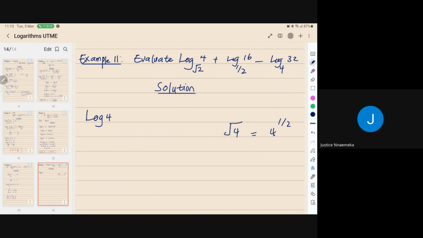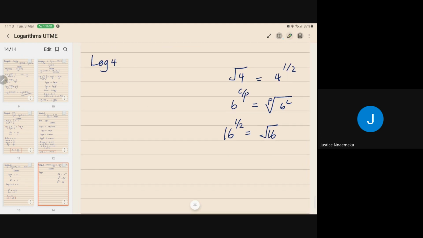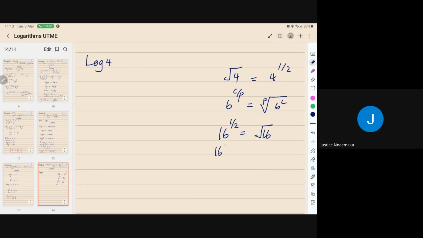When we did the fractional index, we said that when I have something like b to the power of c over p, it simply means the p-th root of b to the power of c. So when I have something like 16 to the power of 1 over 2, it simply means the square root of 16. If I have 16 to the power of 1 over 3, it simply means the cube root of 16. Can you remember your laws of logarithm now? Good. Makes sense.